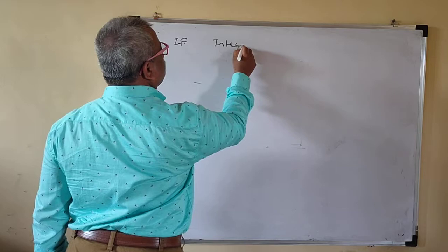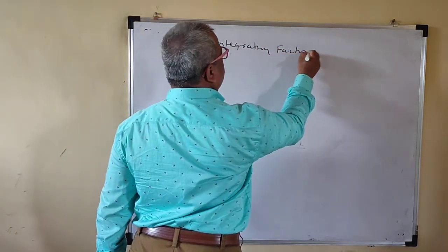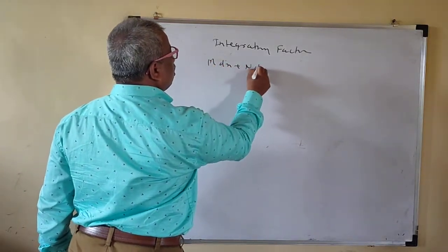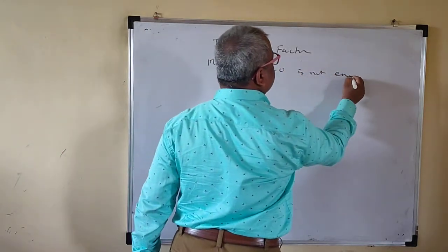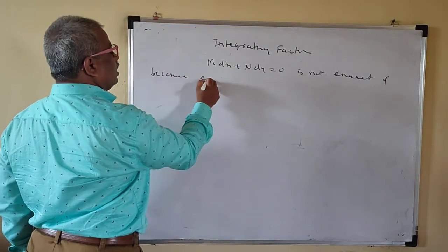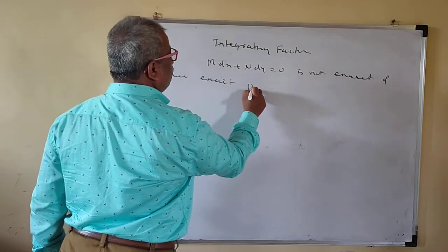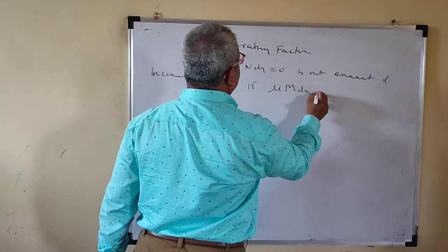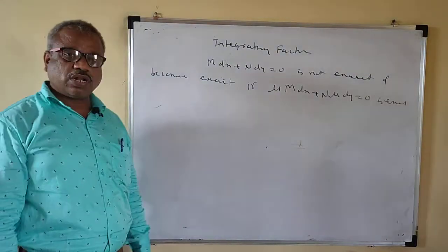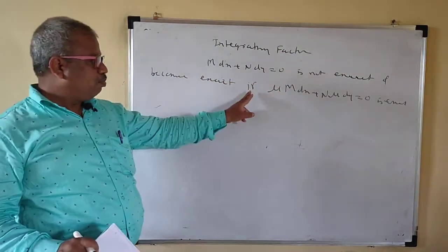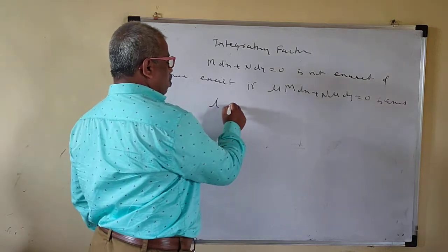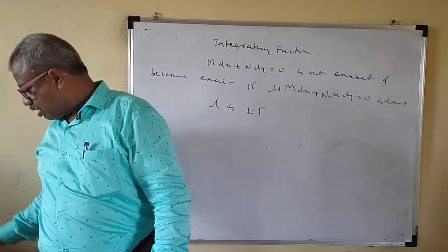Integrating factor. Suppose M dx + N dy = 0 is not exact, and becomes exact if μM dx + μN dy = 0 is exact. That means if you multiply by a function μ so that your differential equation becomes exact, then μ is called the integrating factor.